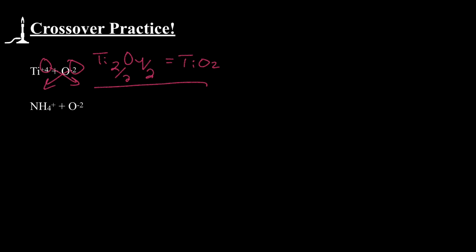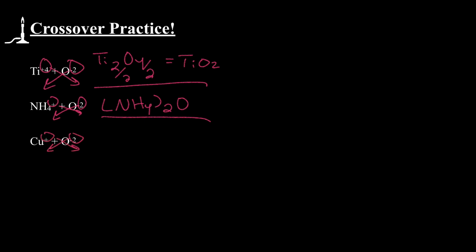NH4+ O2-. If it's a polyatomic and the charge is going to be greater than 1, we have to protect it with the parentheses. So (NH4)2O. Cu+ O2-. The positive 1 from the copper is going to cross over to the oxygen. The 2 from the oxygen is going to cross over in between the copper and the oxygen, and we would wind up with Cu2O.